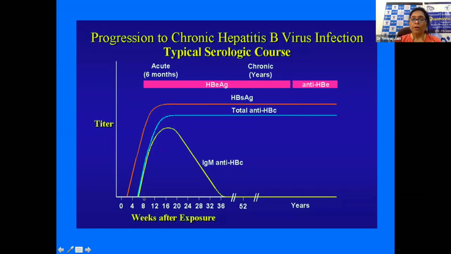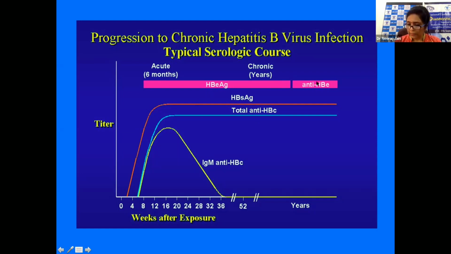The core antibodies, I have already told, in acute phase we have IgM. They will come, they will go away and will be replaced by total core. So the total core will stay throughout life. E antigen will come, may stay, or may be replaced by anti-E, depending on the replicative status of the patient. So in chronic phase we have surface antigen, total core, and E or anti-E combination.